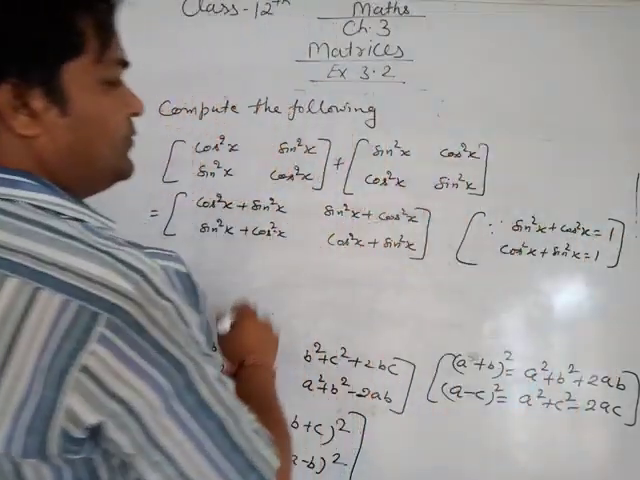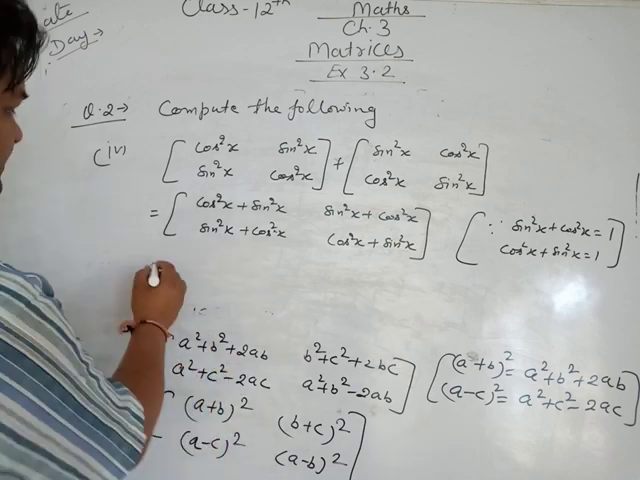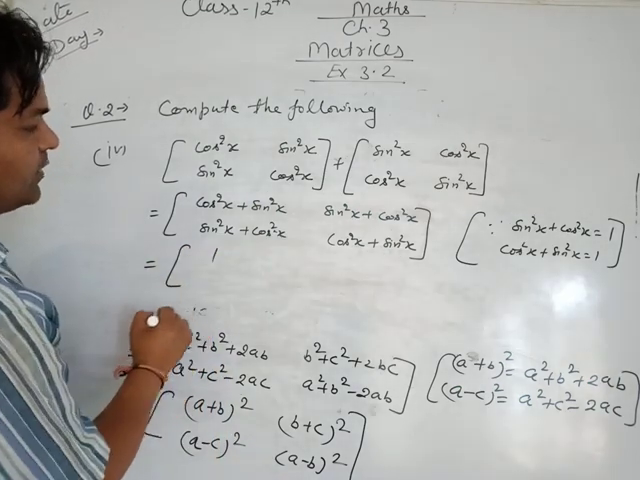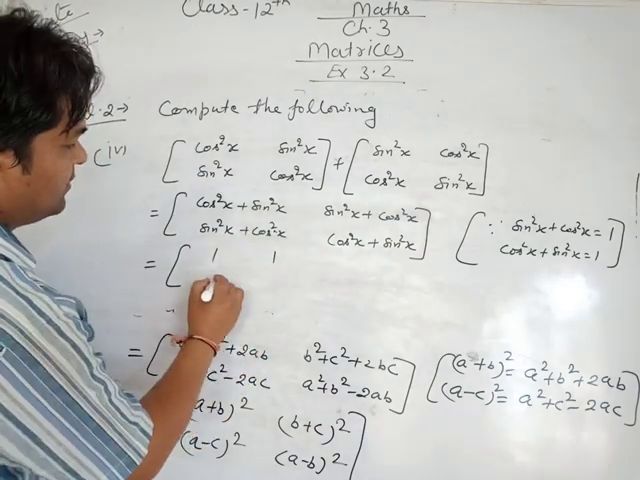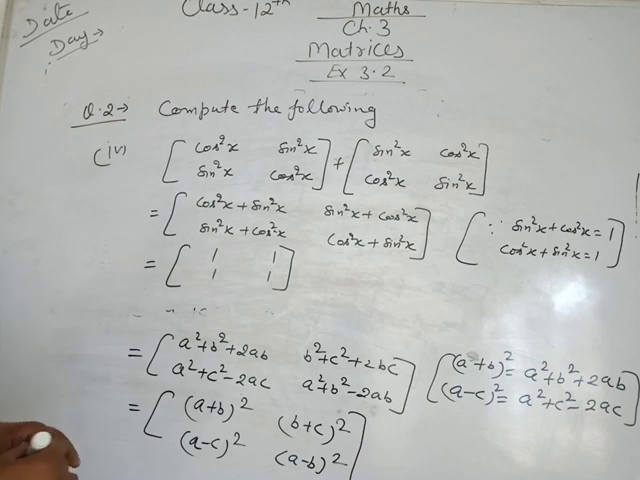So put the value of sin square x plus cos square x equal to 1 in this matrix. So now we will get 1, 1, 1 and 1. It is the answer of this part of question 2.